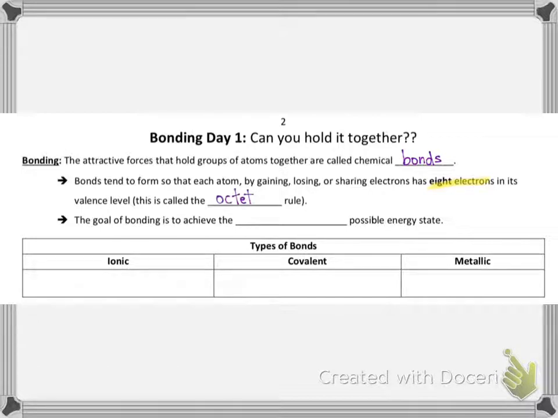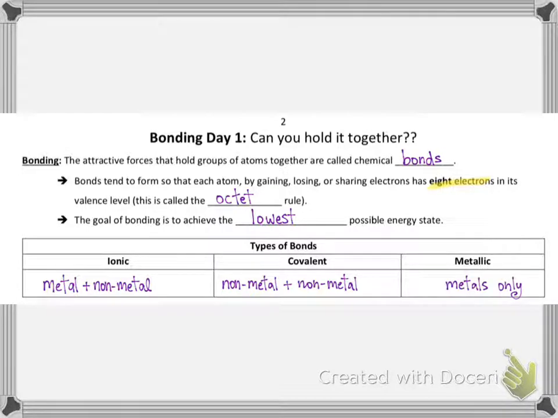And the goal of bonding is to achieve the greatest level of stability for the atoms involved, which means they want to be at the lowest possible energy state. There are 3 types of bonds that you need to know: ionic, covalent, and metallic. Now, ionic bonding happens between metals and nonmetals, whereas covalent bonding is when nonmetals and nonmetals bond. And metallic bonding is when you have only metals.